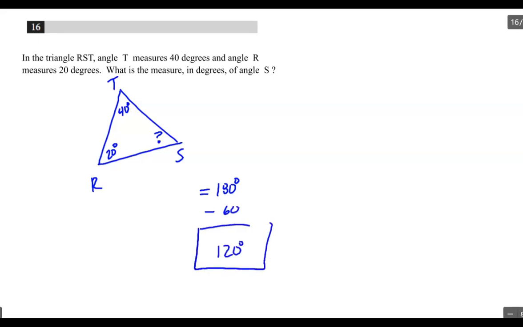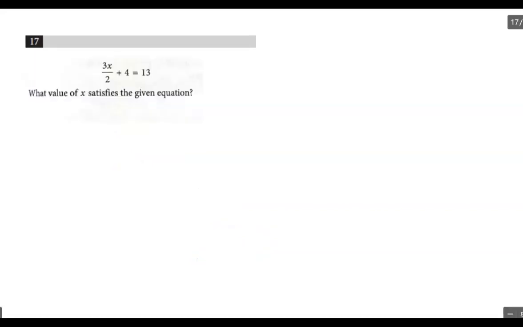So that means angle S has to be 120 degrees. Number 17, looks like I just have a basic algebra equation. What value of x satisfies it? So we have (3x + 2)/2 + 4 = 13.